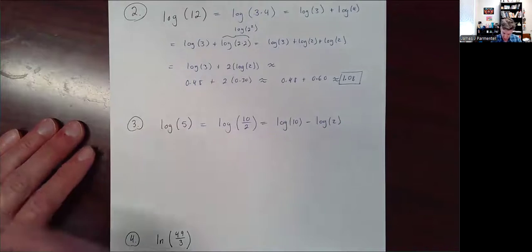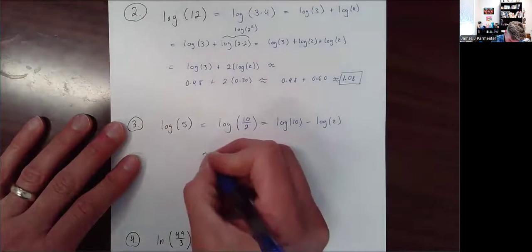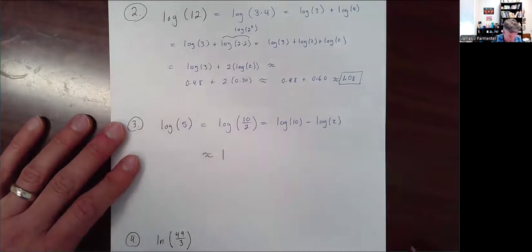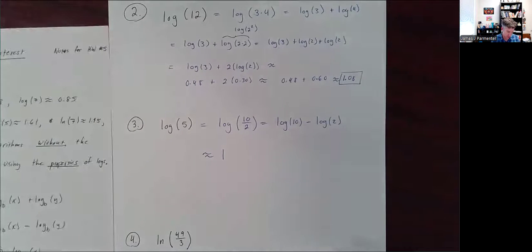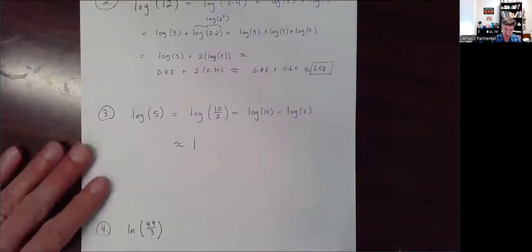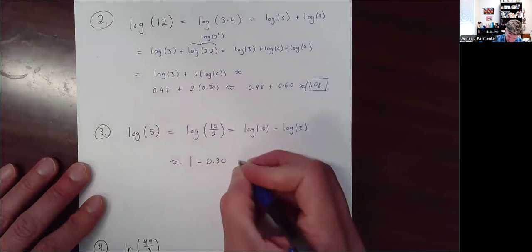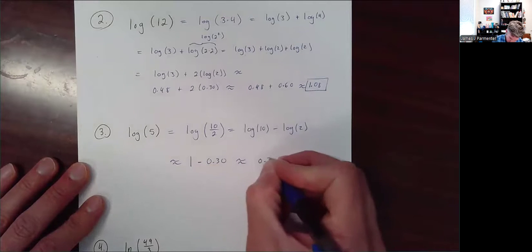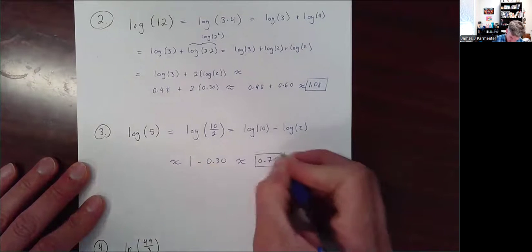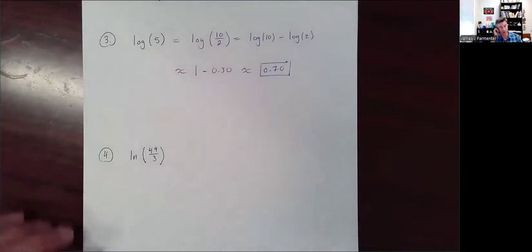And then we can say that that's approximately, well, the log of 10 is exactly 1. And the log of 2, according to our list over here, is approximately 0.30. So that's going to be minus 0.30. And that's going to be approximately 0.70. Cool. So if you see a 5 in there, that's what you're supposed to do.